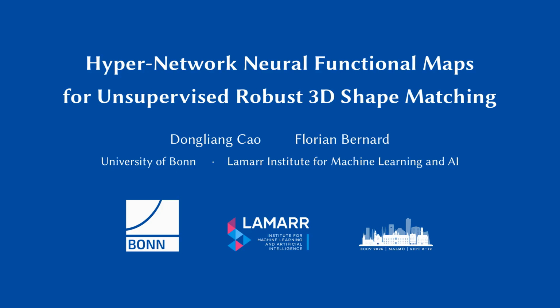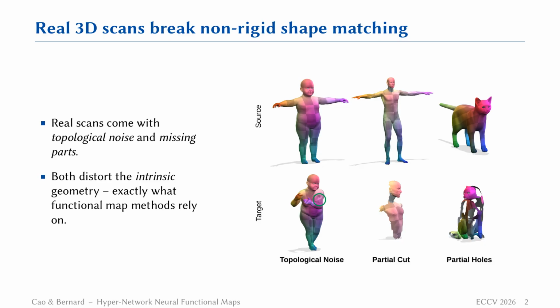Our ECCV paper is called Hypernetwork Neural Functional Maps for Unsupervised, Robust 3D Shape Matching. We want dense correspondences between two non-rigid 3D shapes, every point on one surface matched to a point on the other. On clean synthetic data, this is largely solved. On real scans, it is not.